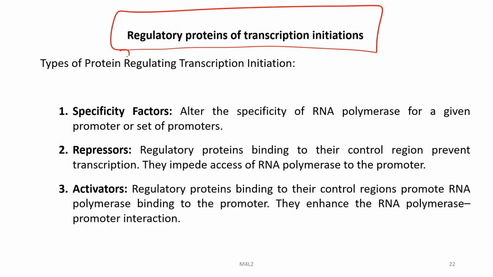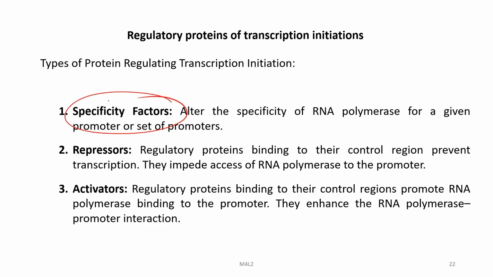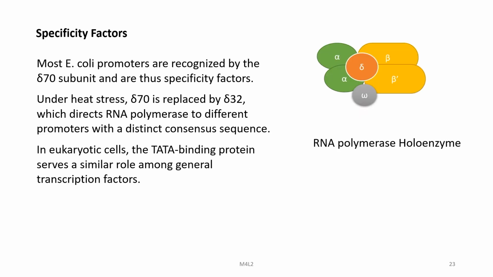So, we know that the sequence plays an important role, but let us look into the regulatory proteins. So, there are the specificity factors, which alter the specificity of RNA polymerase for a given promoter or set of promoters. Then there are repressors. These are regulatory proteins binding to their control region that prevent transcription. They impede access of RNA polymerase to the promoter. Then there are activators, regulatory proteins binding to the control regions that promote RNA polymerase binding to the promoter. They enhance the RNA polymerase promoter interaction.